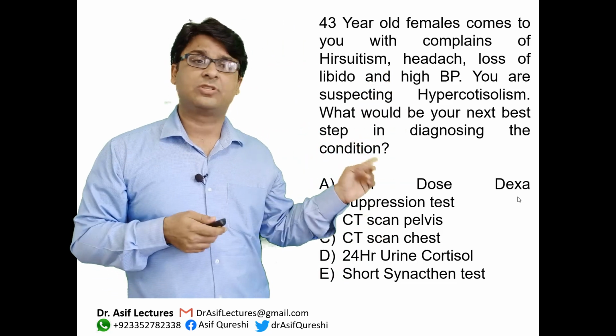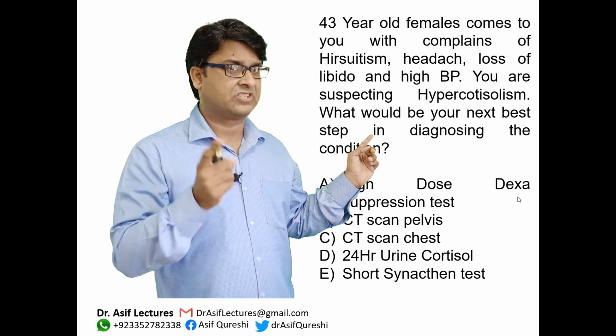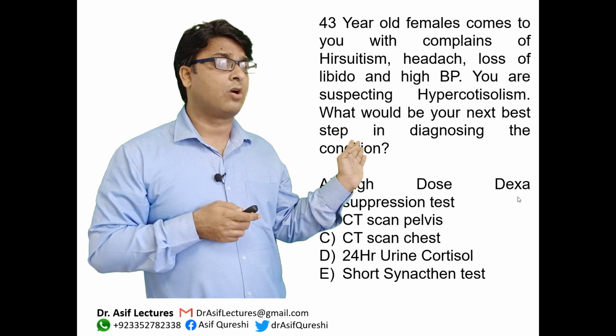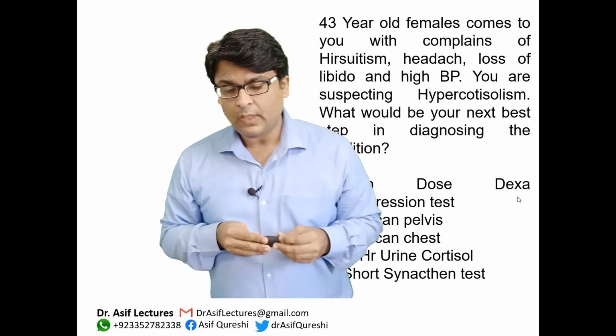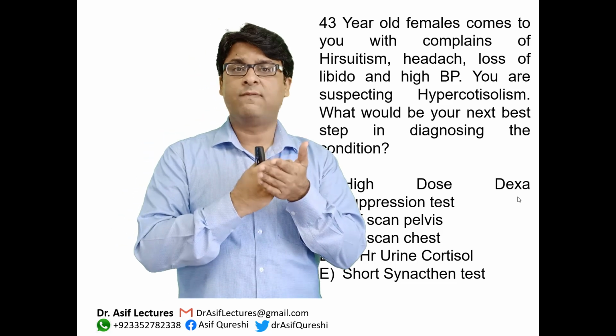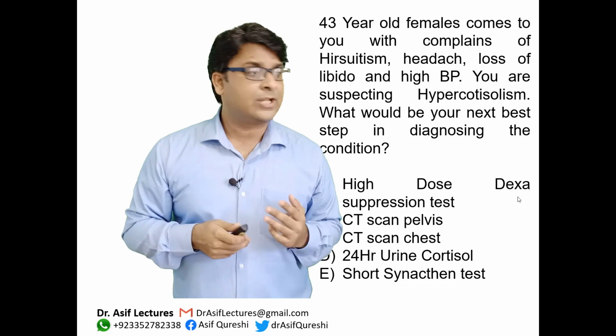Now let's look at the options. The first option is high-dose dexamethasone suppression test. You remember when it was done? We will discuss it now. CT scan pelvis, CT scan chest, 24-hour urine cortisol, and short synacthen test. Now, you should remove one option straight away, because it doesn't fit the scenario here. And that is option number E.